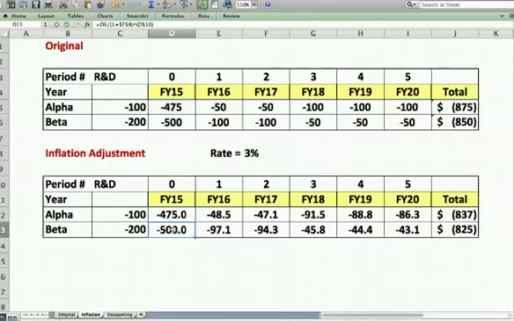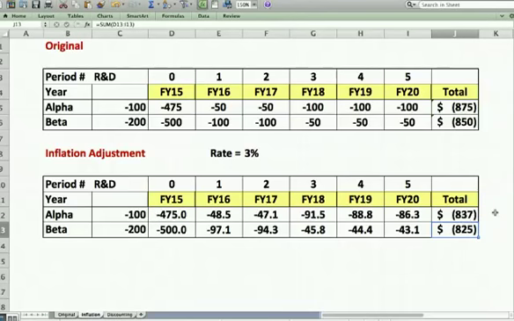So that's why, even though the formula is actually the same here in those cells in column D, the numbers are unchanged. So now, in summing up those now inflation-adjusted numbers, you still get the same conclusion in terms of the beta being the less expensive of the two options.